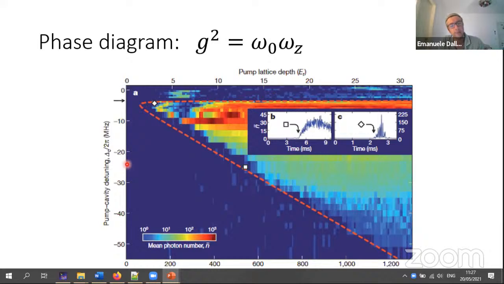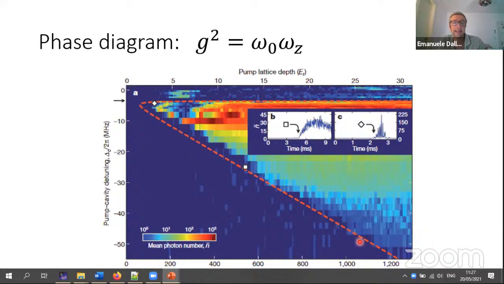So you start with zero pump, you increase the pump until you see a jump. And this jump means that you have crossed the phase transition. Now you vary the detuning, okay, so you vary omega z. Remember, omega z was the detuning between the pump and the cavity. And then you repeat the experiment. You start with zero pump until you cross the phase transition, and so on and so forth.